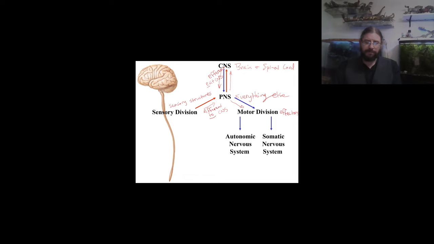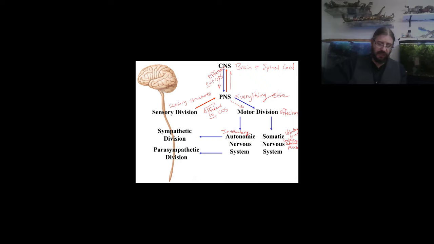The motor division can be separated further into two basic bits. The voluntary somatic nervous system, so voluntary stuff. This is essentially your skeletal muscle, controlling your skeletal muscle. Whereas the autonomic nervous system is stuff that is involuntary, stuff not under conscious control. So autonomic means not under conscious control. So that means that it is stuff that you do not control.